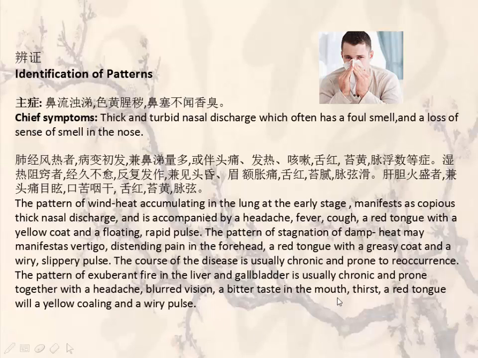The course of the disease is usually chronic, pattern, usually related to liver or fire in the liver and gallbladder. May be accompanied with headache, blurred vision, bitter taste in the mouth, thirst, red tongue, yellow coating, and a wiry pulse. All right?